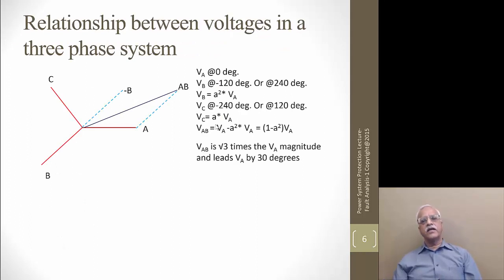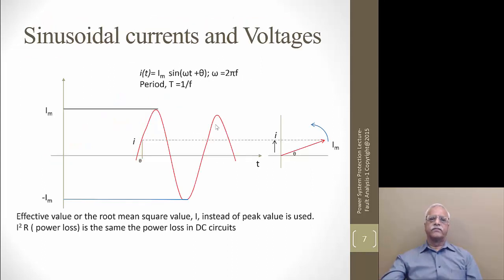Relationships: if you look at a three-phase system, they are all 120 degrees apart, and then VAB will be square root of 3 times the magnitude of VA, but it leads that by 30 degrees.